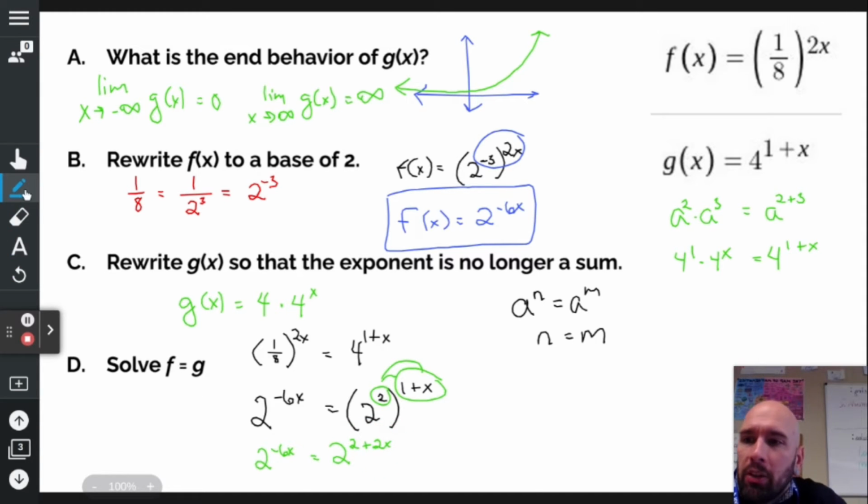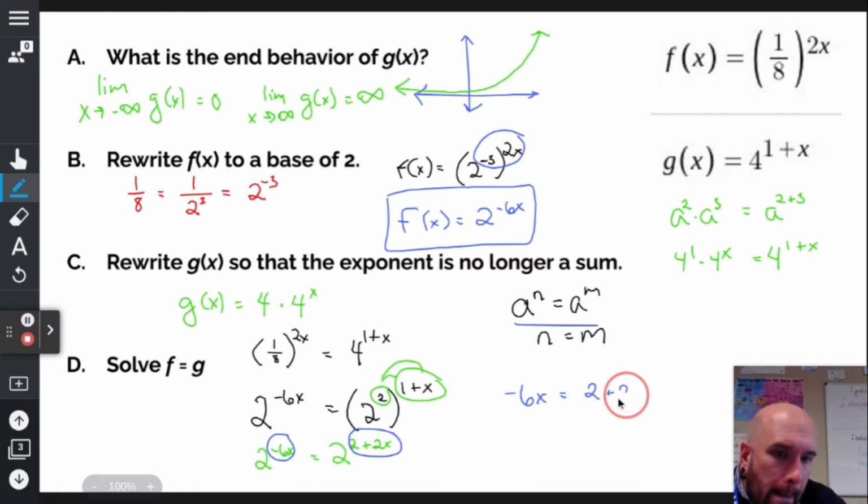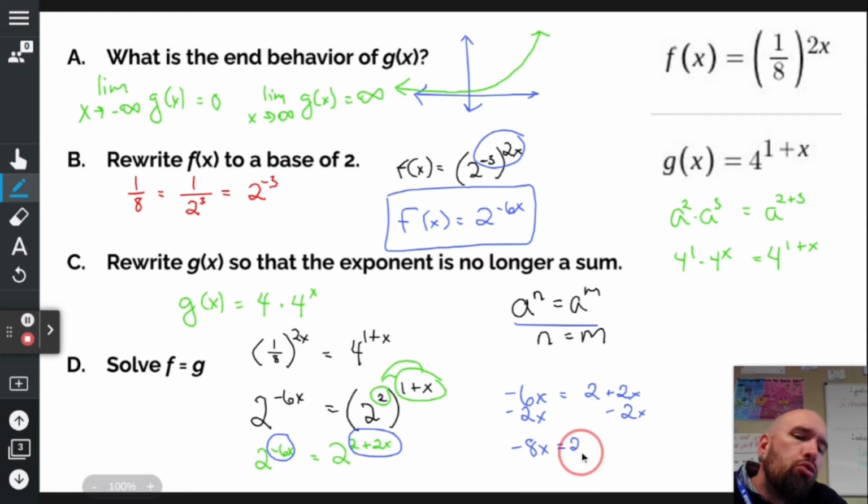Now that I have the same exact base, I could use this property right here and just say negative 6x is going to equal 2 plus 2x. Oh boy, would that change things. Okay? Subtract 2x. Subtract 2x. Negative 8x equals 2. Divide by negative 8. Divide by negative 8. Cross you out. x equals negative 1/4. Listen, I never said it would be pretty. I just said it would be fun.